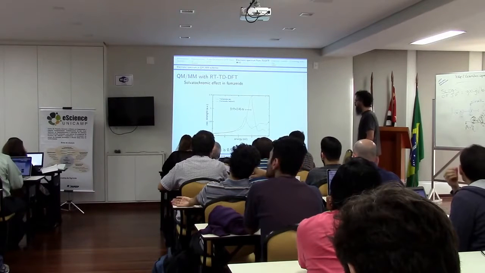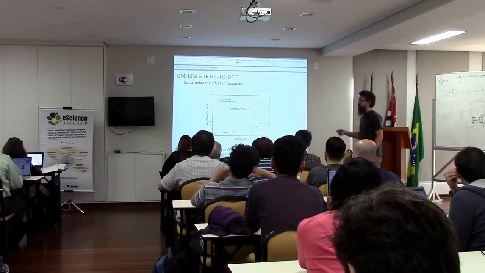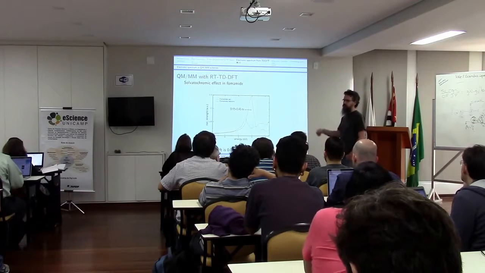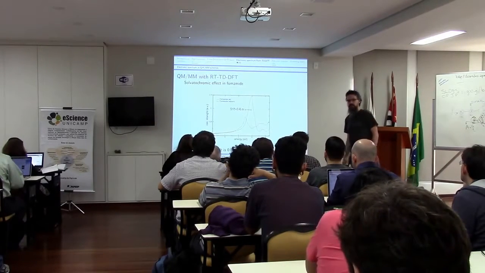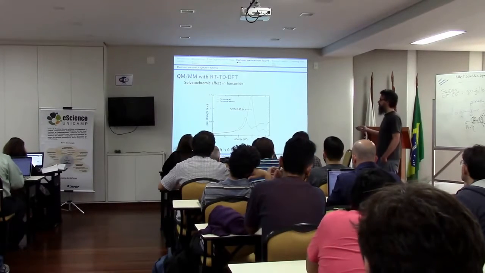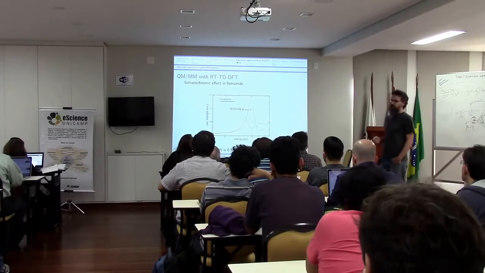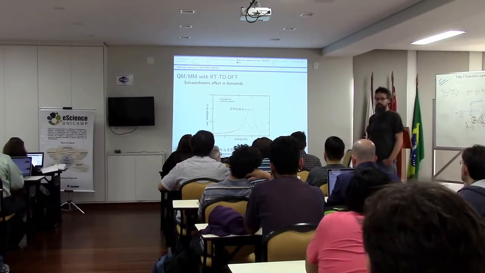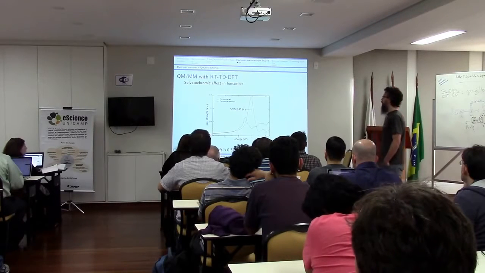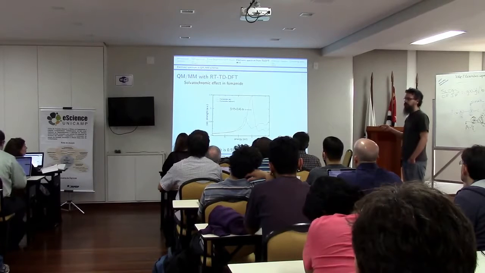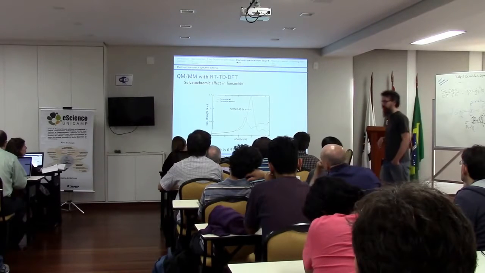And better, it's interesting working with this because it's a new area, because it's very expensive to compute this. So it's an area which is under construction. This is the first program that can do real-time time-dependent DFT in a QM/MM scheme. So we can see, for example, the solvatochromic effect in formamide. We are going to do that in the afternoon.